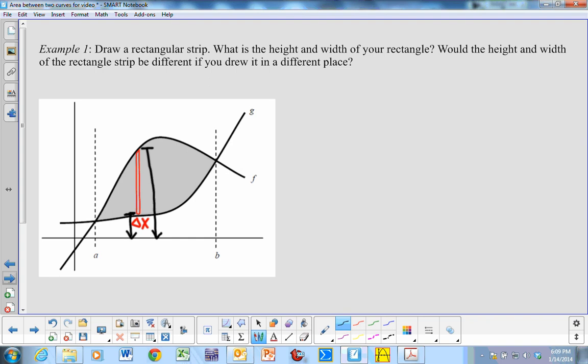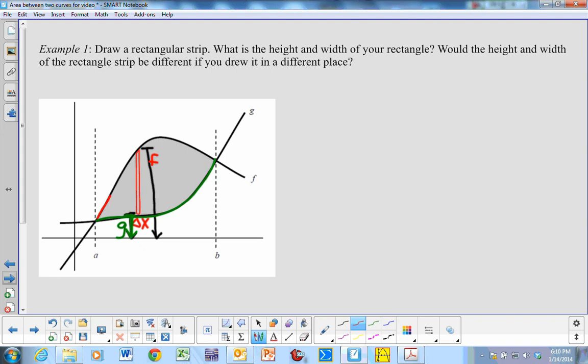Well, this first distance that I just drew, the one here that goes to the top of the rectangle, well, that's just the function value. This height is just f. And if I go to the bottom of the rectangle right here, this distance, well, that's on g right there. So that's going to be g.